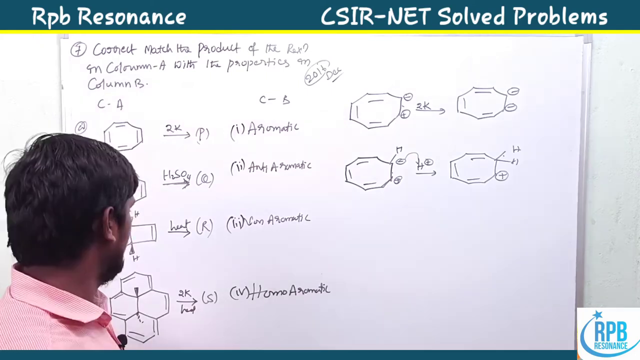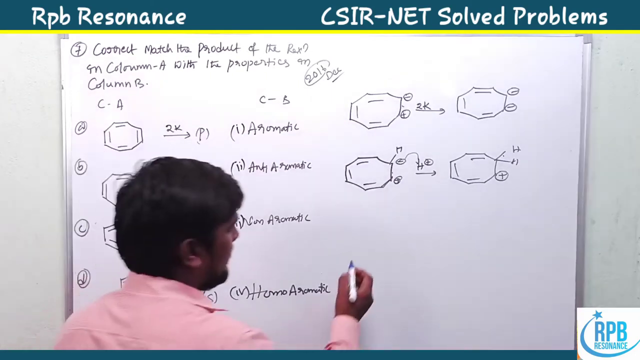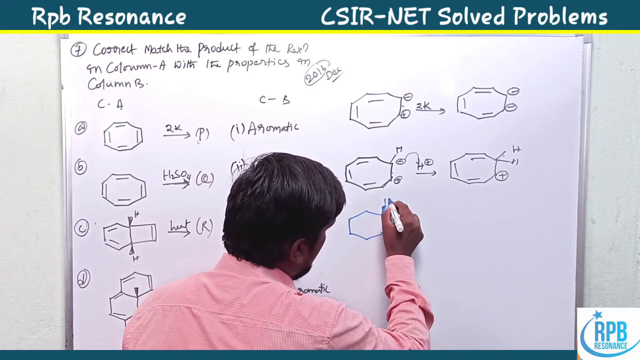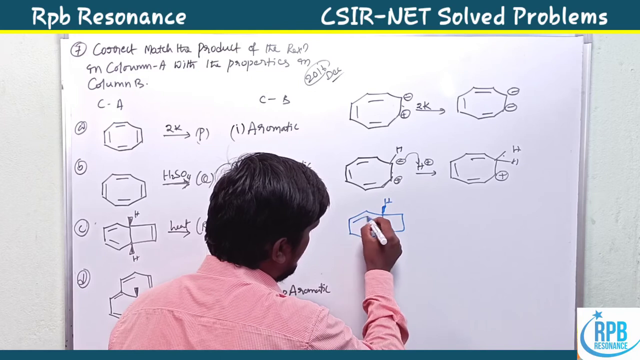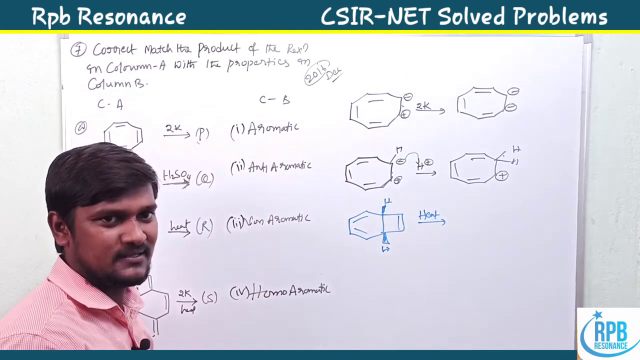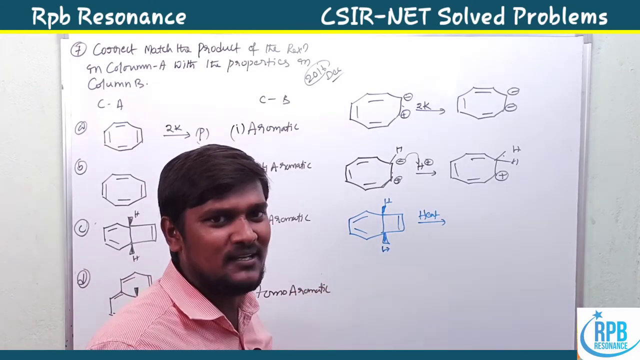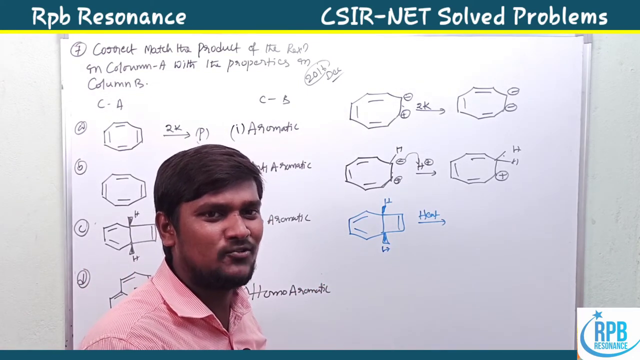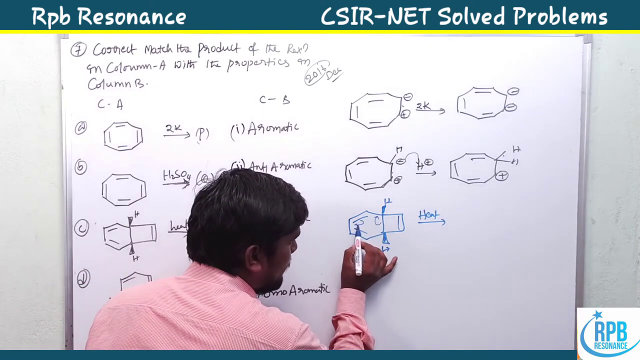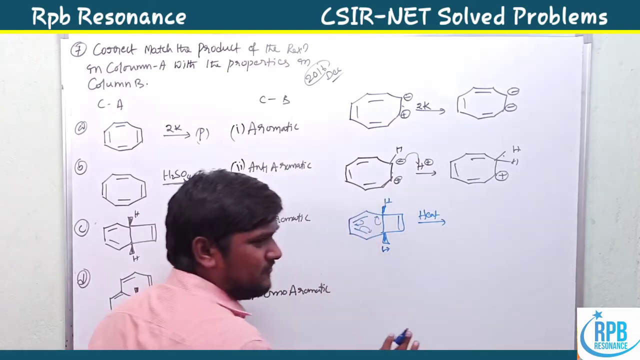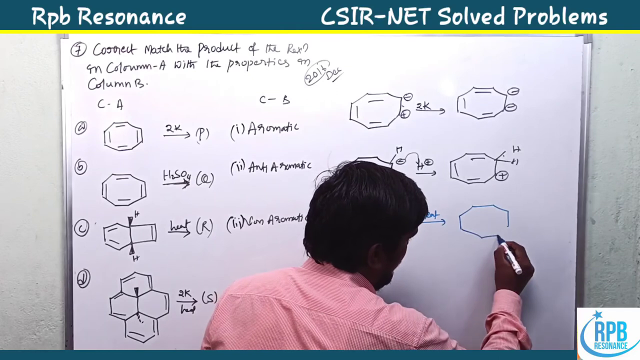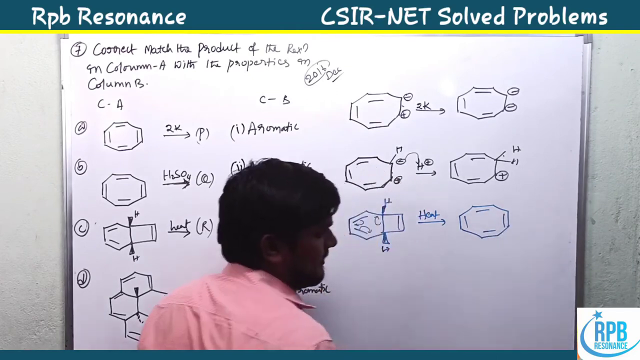Now this is the third system. Here the hydrogens are above the plane. Whenever it is a heating condition, that means thermal conditions, this is an electrocyclization reaction, an electrocyclic ring opening reaction. It is possible for a trans compound or cis compound. So I'll write the correct product now, and after some time I'll explain the product stereochemistry.